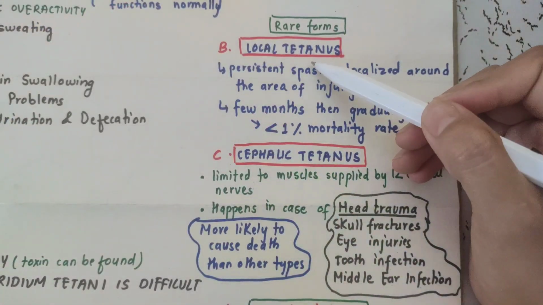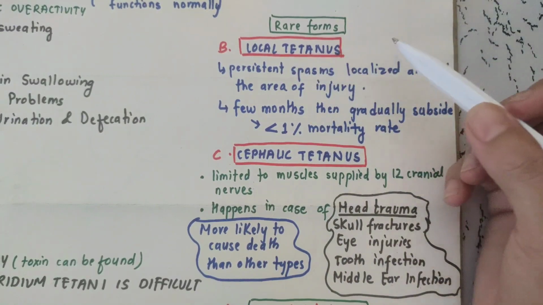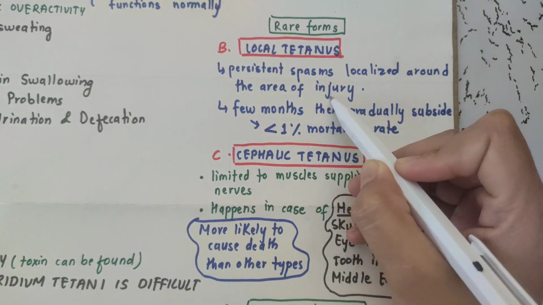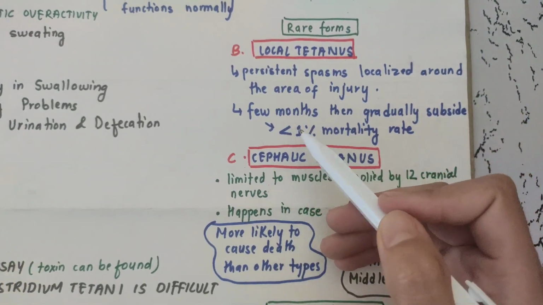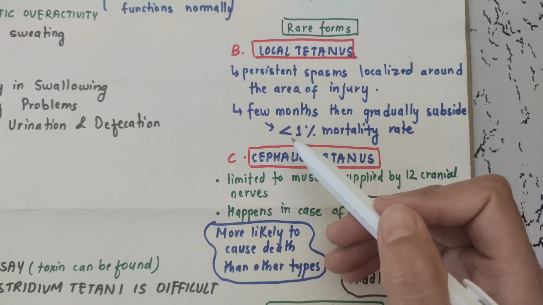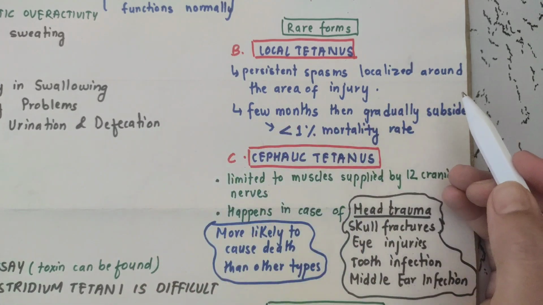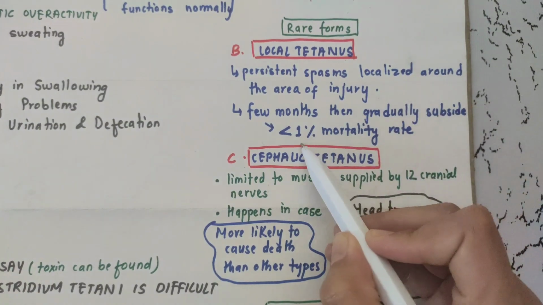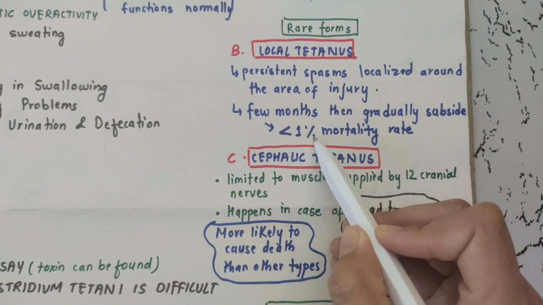The second type of tetanus is local tetanus. Here the spasm occurs in a localized area where the injury has occurred. Then the spasm gradually subsides after few months. Here the mortality rate is less than 1%.